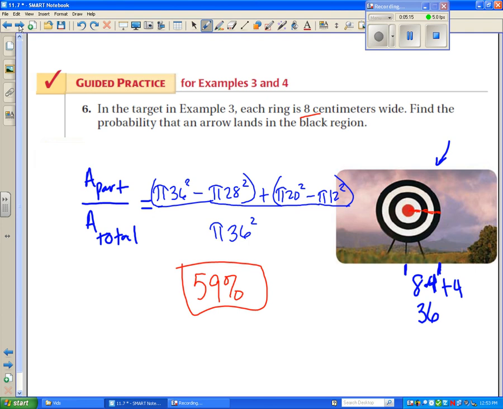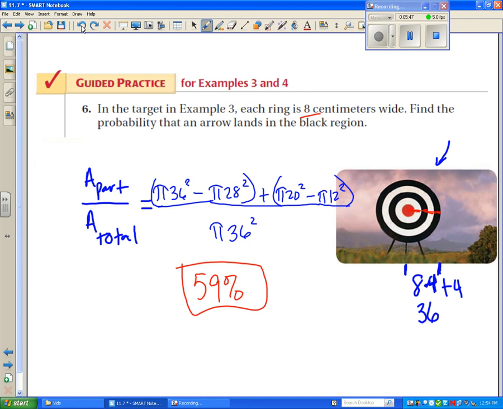And this is a little tricky, so see if you can follow what I'm about to say. Now, it's the area of the part. Notice I'm calling this black ring 1, and this is number 2. Yes, I have the 36 squared. That's the total radius. This is the area of the total circle. Minus the 28 squared. Well, that's the 8 plus the 8 plus the 8 plus the 4. That's this circle. So that gives me the first black ring.